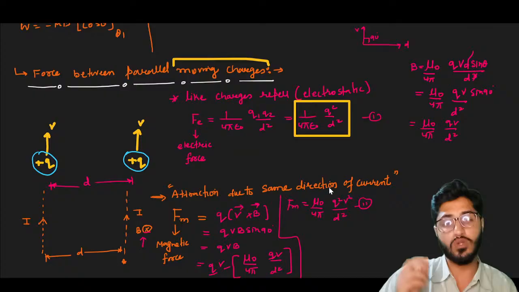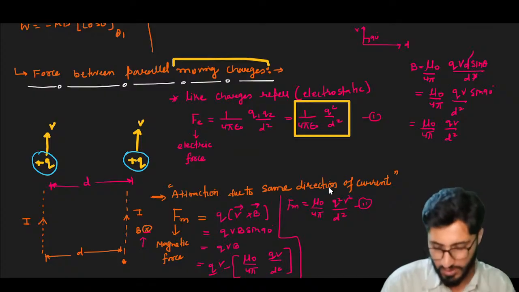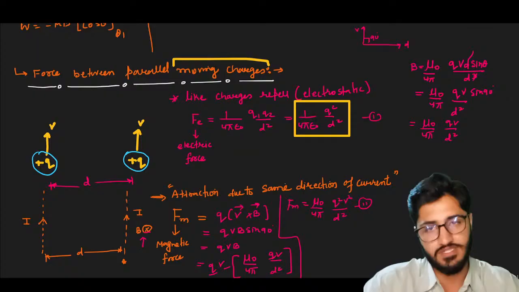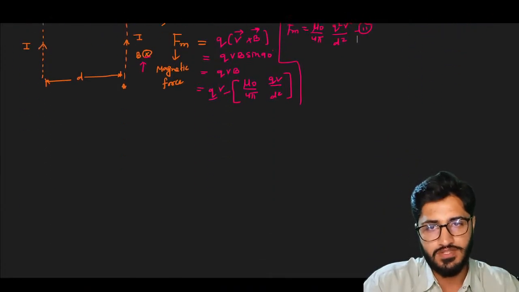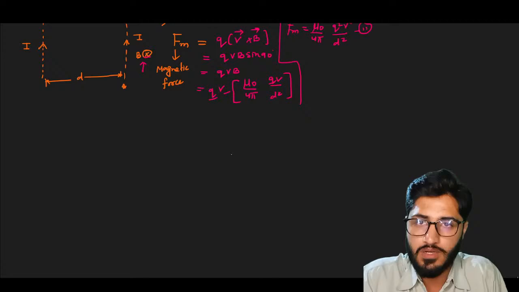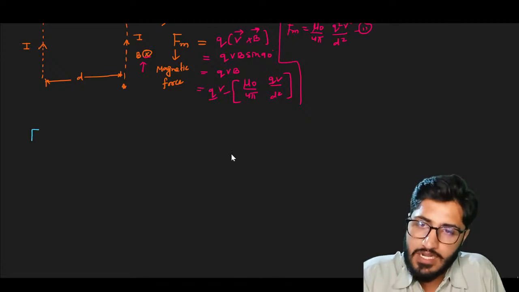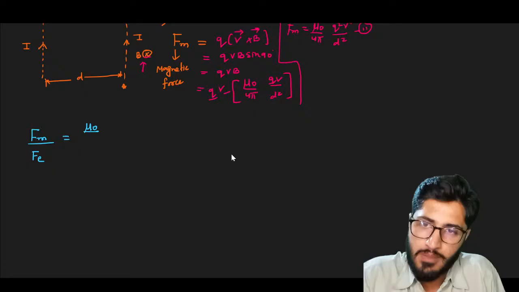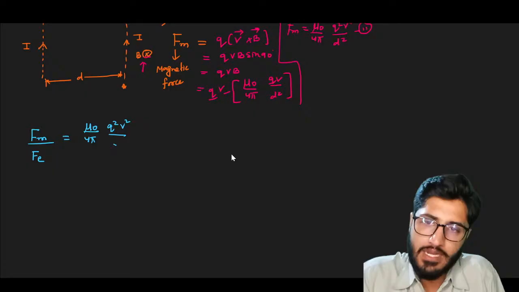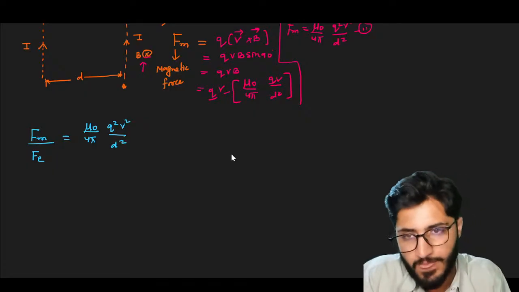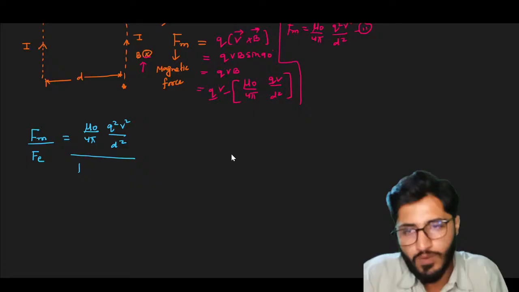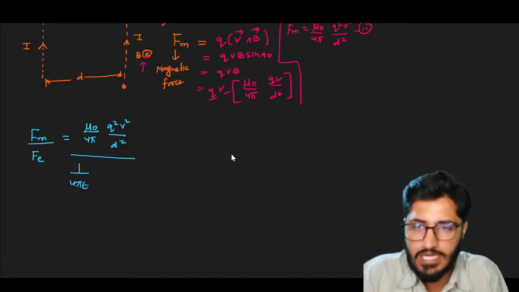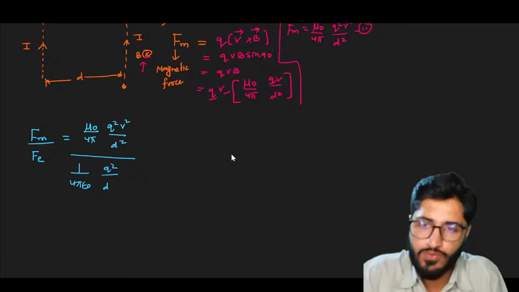Okay, so we now have two equations. Let us divide these two equations. Look now, can I write force due to magnetic divided by force due to electrostatic force? So Fm came out to be μ0 by 4π q² v² by d², divided by, what is Fe? It is 1 over 4π ε0 times q² by d².